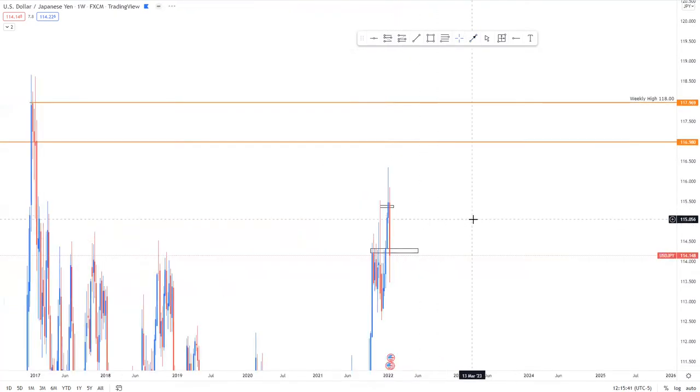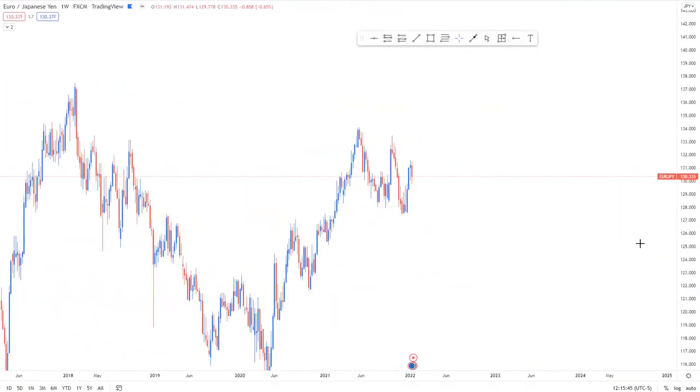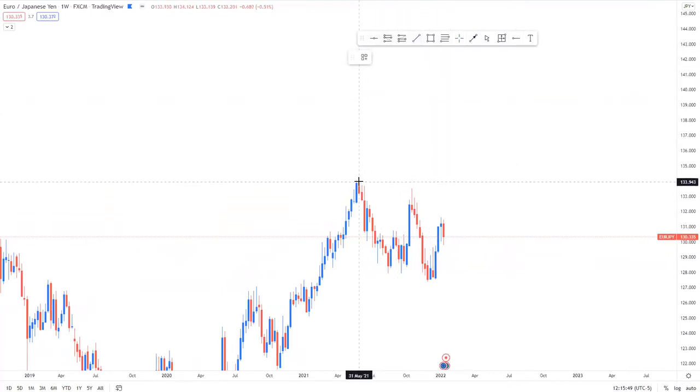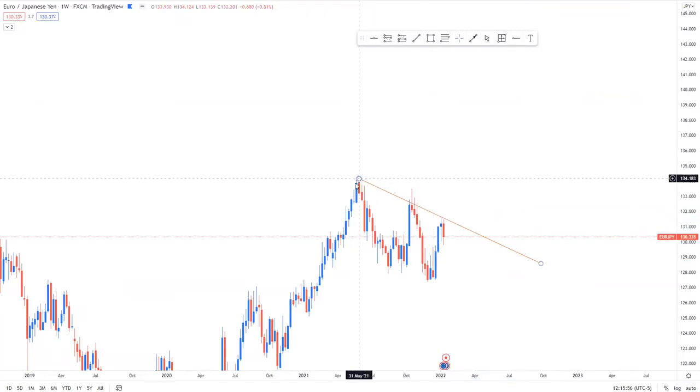So going back to the weekly, and the next pair we have is Euro to Japanese yen. Euro to Japanese yen. You can see the trend line here. It depends on where you draw your trend lines. I always start from the first week of the candles.